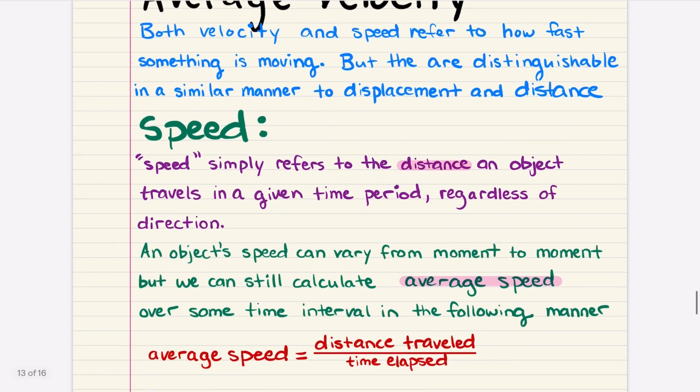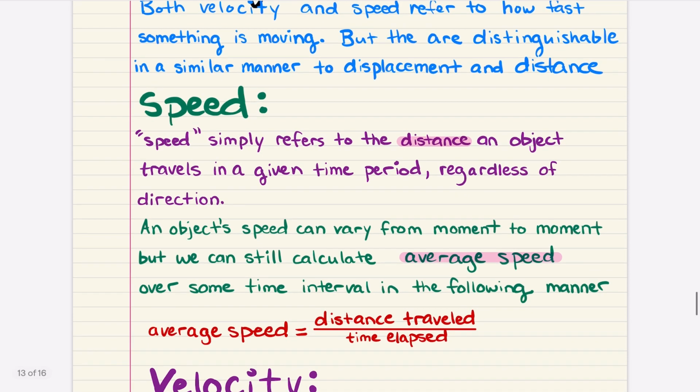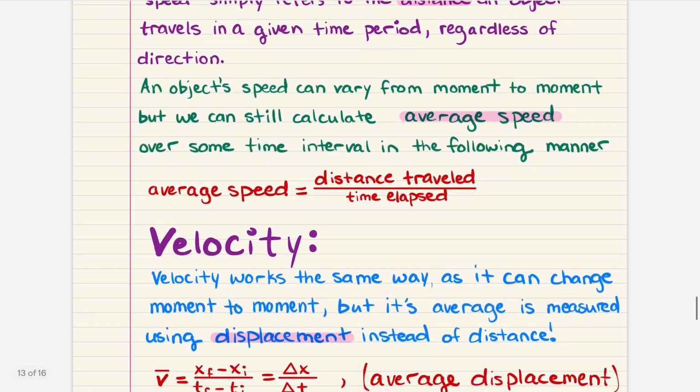An object's speed can vary from moment to moment, but we can still calculate its average speed over time in the following manner. Average speed is equal to distance over time: distance traveled over time elapsed. So if we have some total distance, like 100 meters, we would divide 100 meters by however long it took, in seconds, and that would give us our average speed.